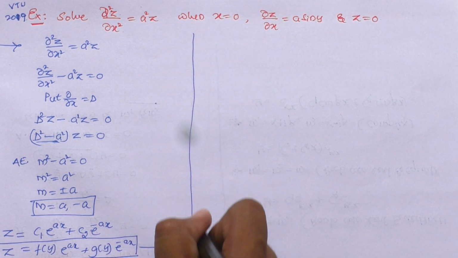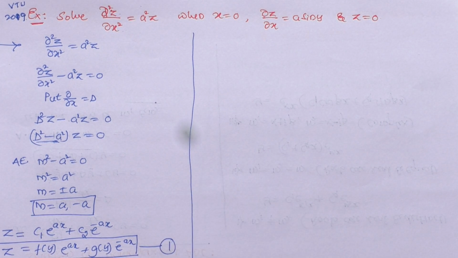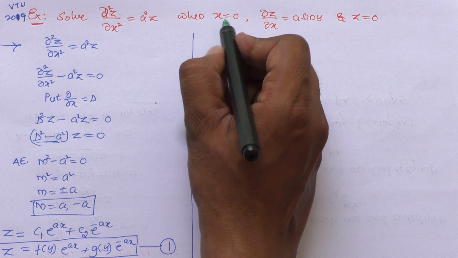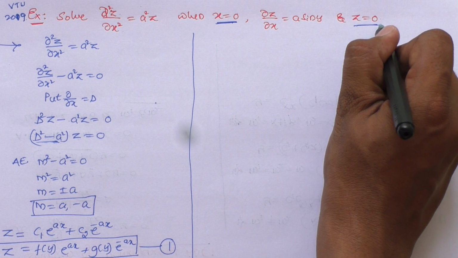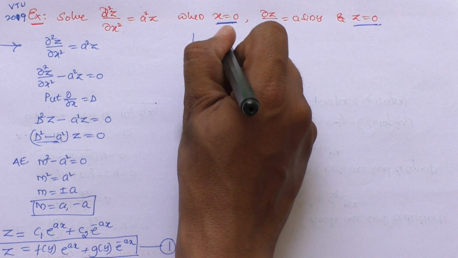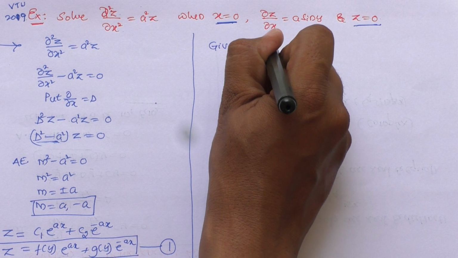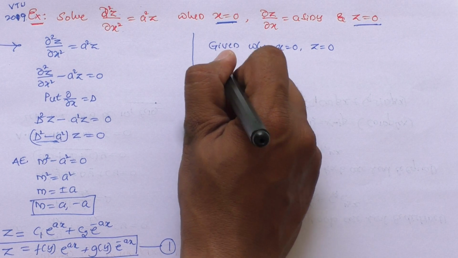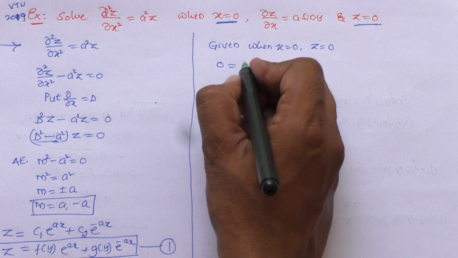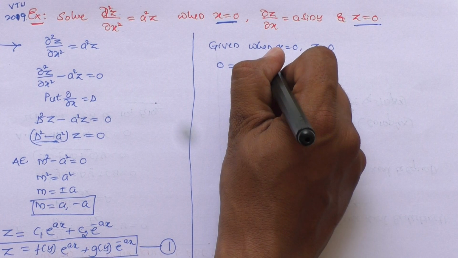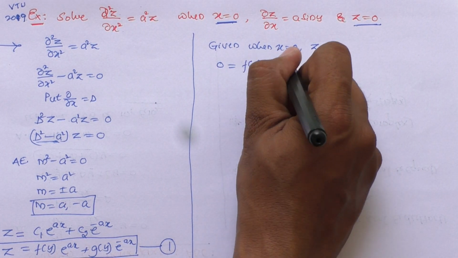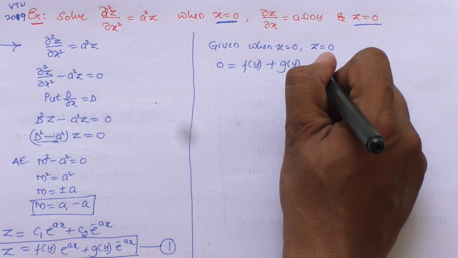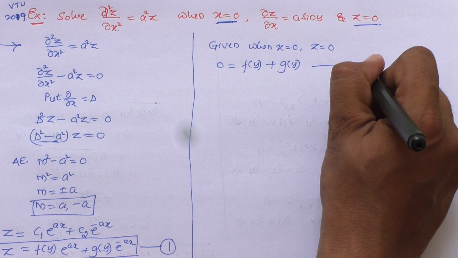Now once you get this, then you go for applying the given conditions. There it has been given that when x is 0, z is 0. Apply this condition. So z is 0 when x is 0: f of y e raised to 0 is 1, g of y e raised to 0 is 1. So f of y plus g of y equal to 0 we got. Take this as equation number 2.